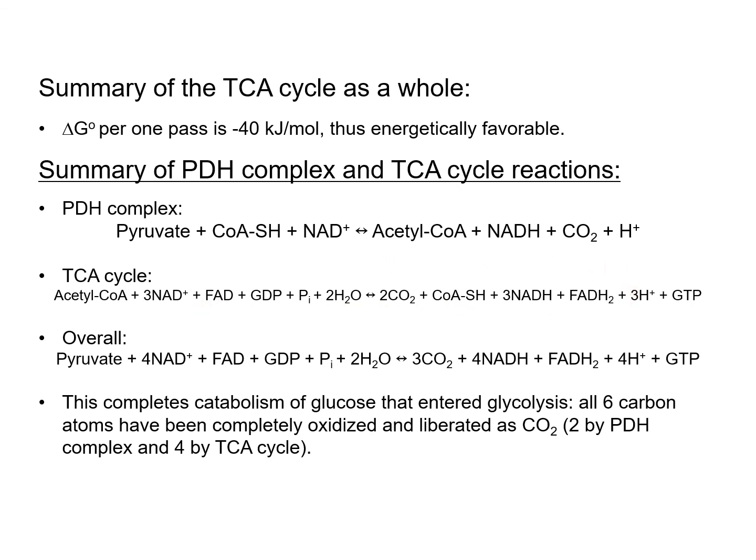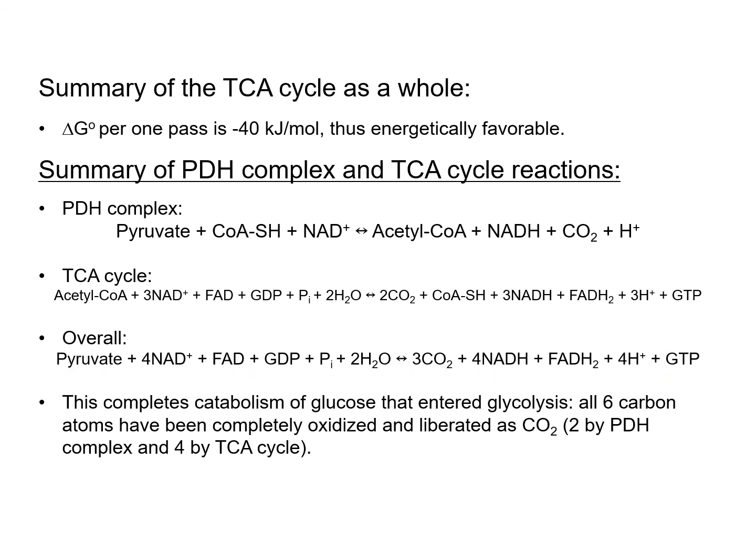So anyway, the overall reaction will be the addition of these 2 reactions. You can cancel out the redundant ones on the other side to get pyruvate, 4 NAD plus, FAD, GDP, Pi, 2 water molecules to get 3 carbon dioxide, 4 NADH, FADH2, 4 protons, and GTP. And again, it can be multiplied by 2 when you want to consider starting with just 1 glucose molecule.